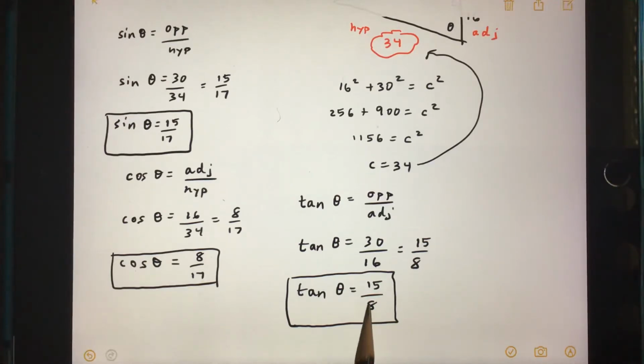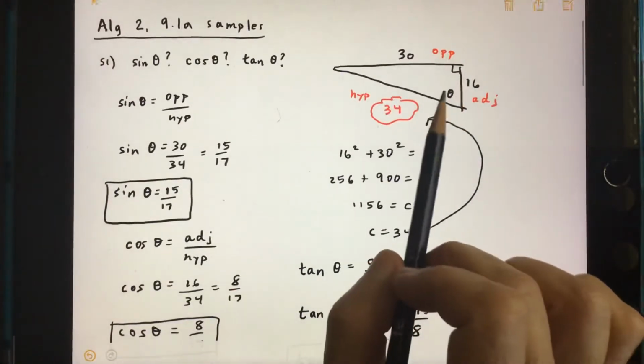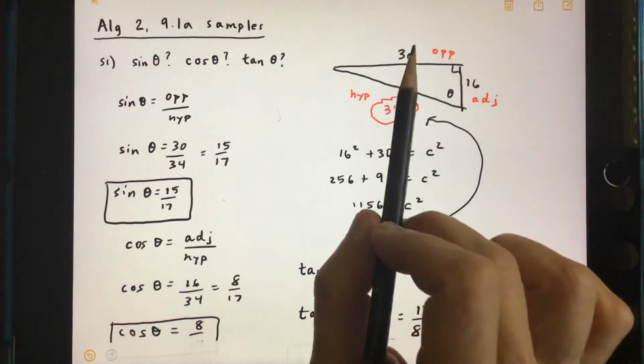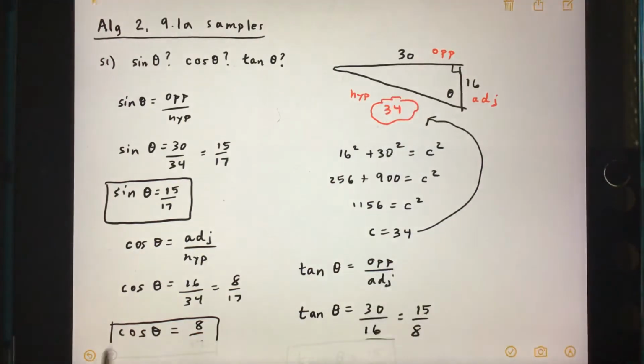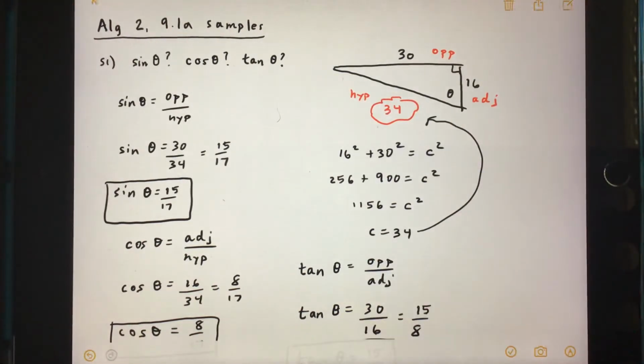This order matters. So it's not 8 over 15. If I put 8 over 15, then I would actually be upside down, because then I would be the adjacent over the opposite, and I need to be opposite over adjacent. So it's really a good idea to mark which side of your triangle is the hypotenuse, which one is the opposite and adjacent side given a particular angle theta, so that you don't get mixed up.